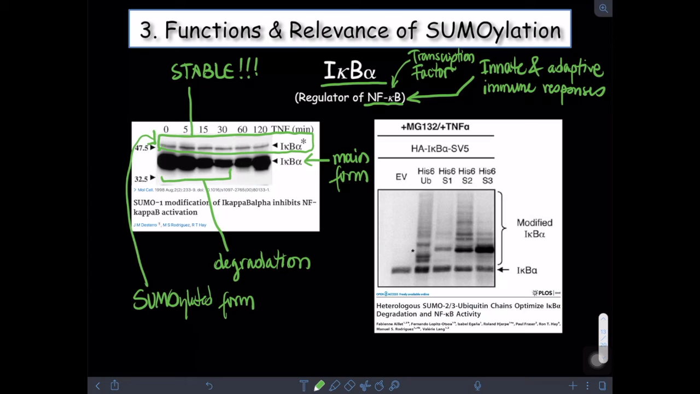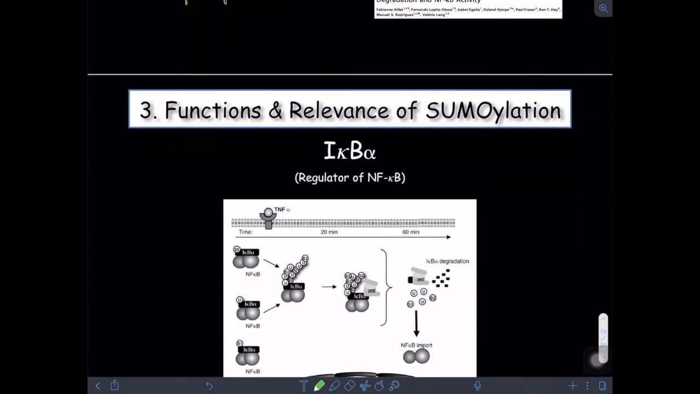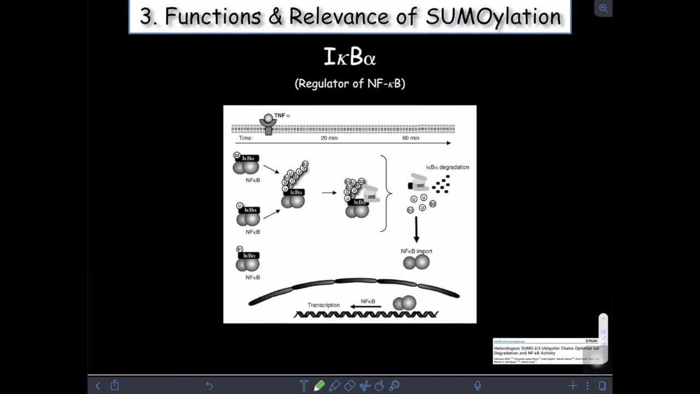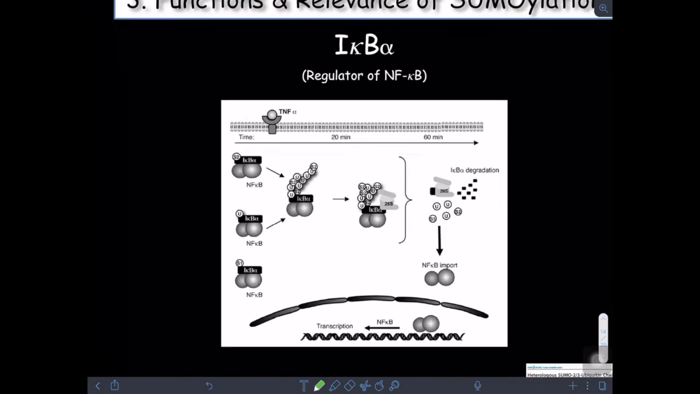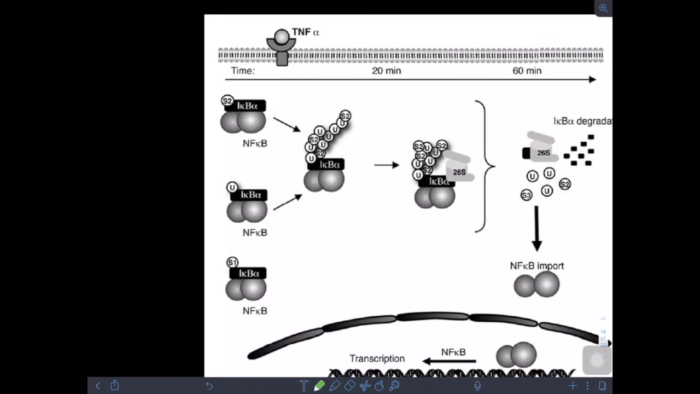This finding was further confirmed when the SUMOylation site in IκBα was mapped, as it was found that the same lysine residue that mediated ubiquitination was the one that was being targeted by SUMOylation. So therefore, SUMOylation was competing with polyubiquitination, therefore having a protective effect on IκBα.